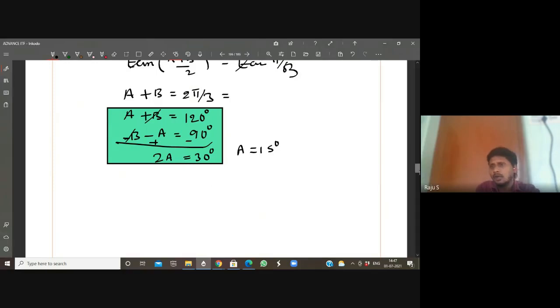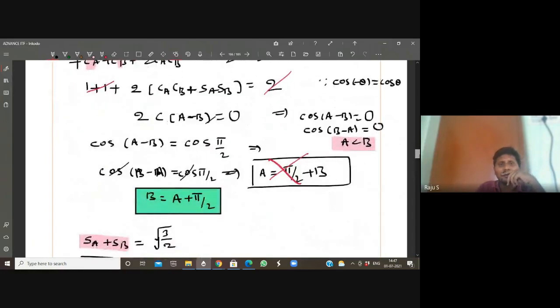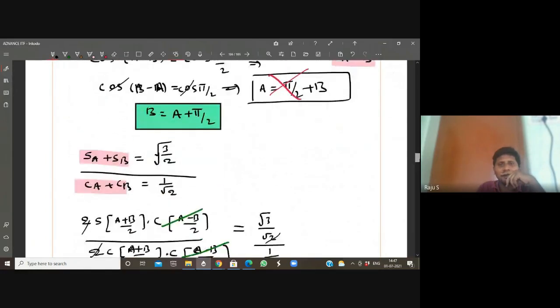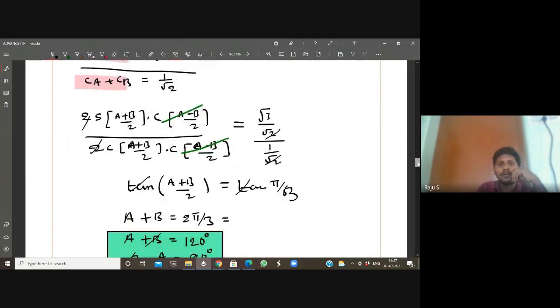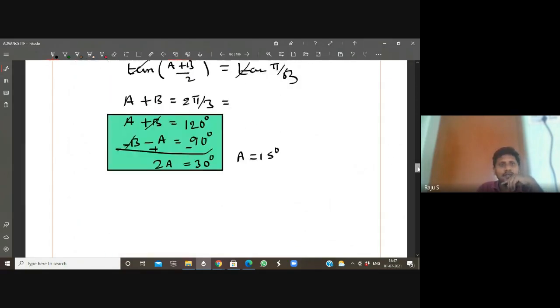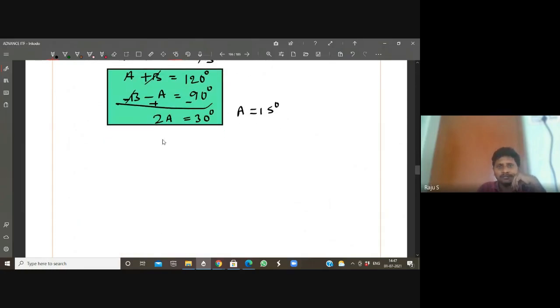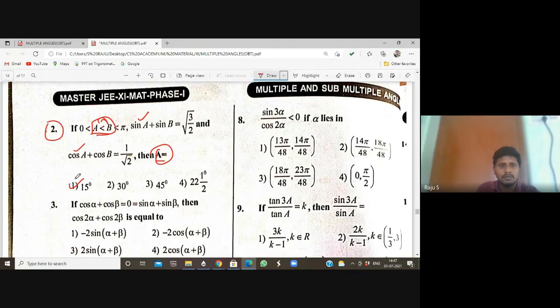Got it? So what I have done here: first, I'm squaring and adding both the conditions. We got the B minus A condition, that is pi by 2 here. You should do it very carefully, right? You should write B minus A is equal to pi by 2. Then I divided and applied the compound angle properties like sin C plus sin D, cos C plus cos D. Then we got A plus B. That's all. Is this clear?